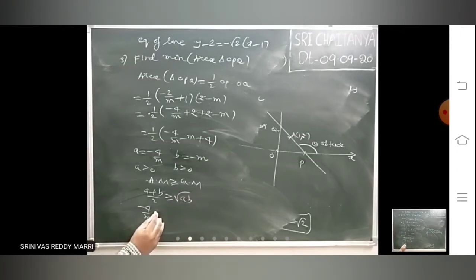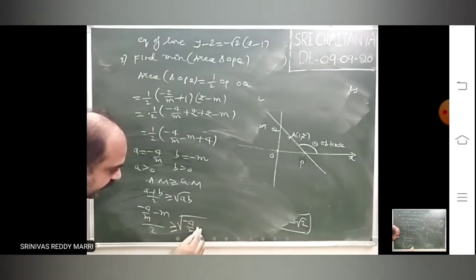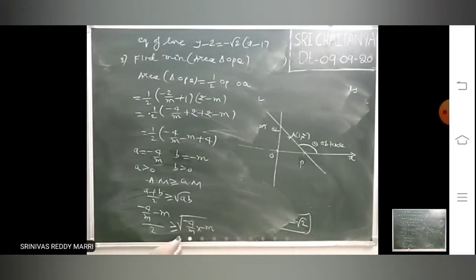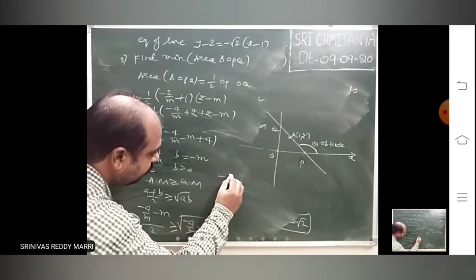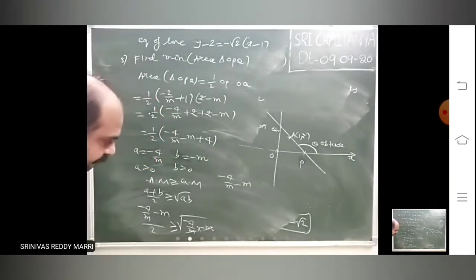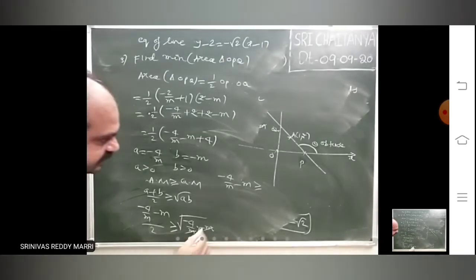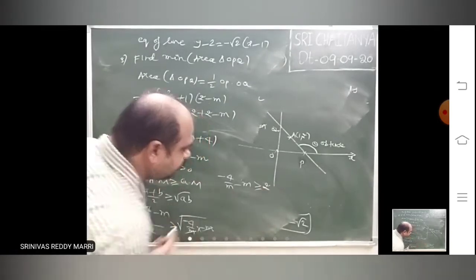So you will get minus 4 by M minus M divided by 2 greater than or equals to minus 4 by M into minus M. So this M and this M will get cancelled. Therefore you will get the term minus 4 by M minus M greater than or equals to minus 4 into minus 1, that is 4 greater than or equal to 2.